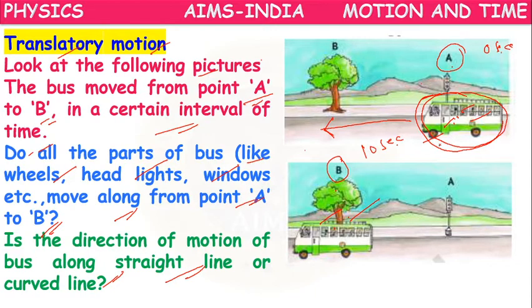And one more thing, as the road is a straight line, the bus is also moving in a straight line. So the bus is also moving here in a straight line.